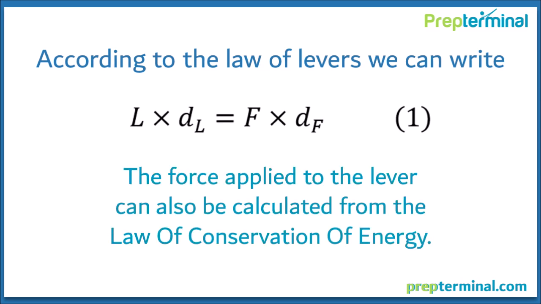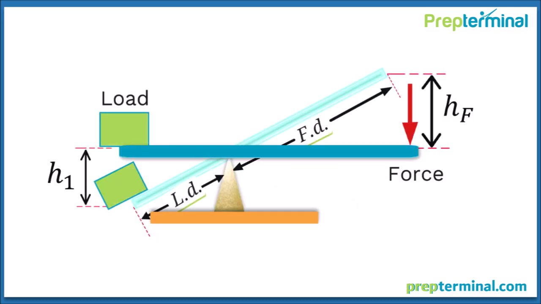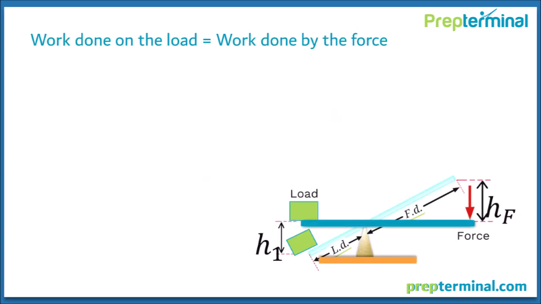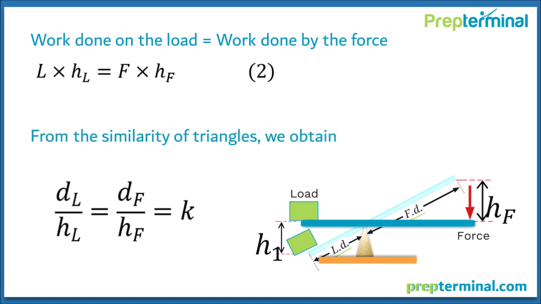The force applied to the lever can also be calculated from the law of conservation of energy. Look at the figure. Given that work done on the load equals work done by the force, we obtain L times HL equals F times HF. From the similarity of triangles, we obtain DL divided by HL equals DF divided by HF, which equals K, where K is a constant.